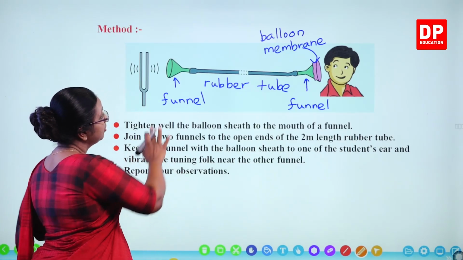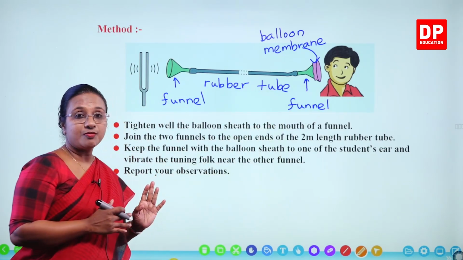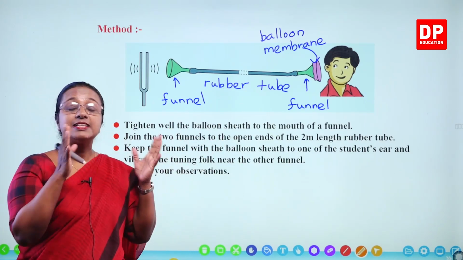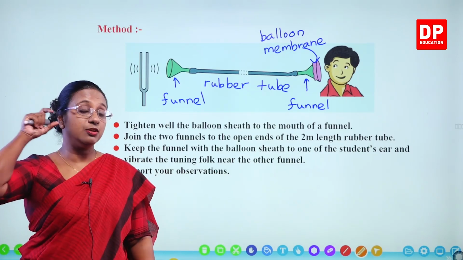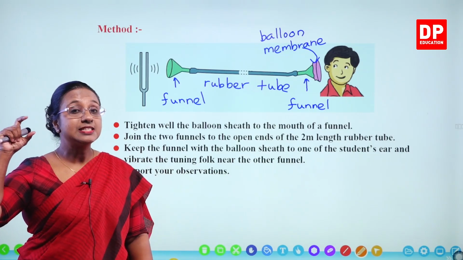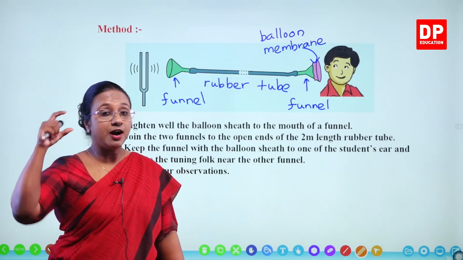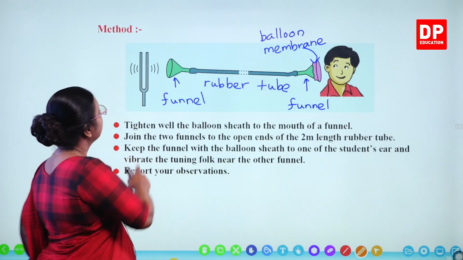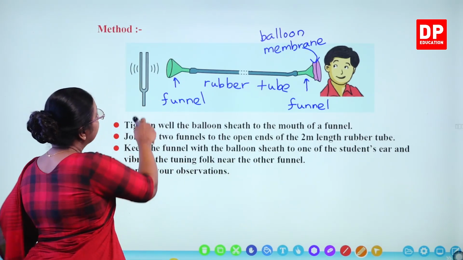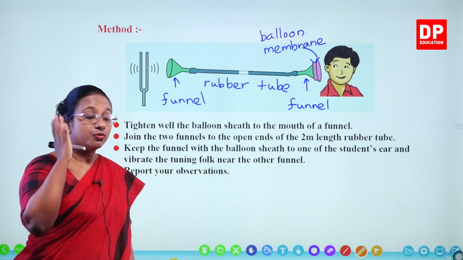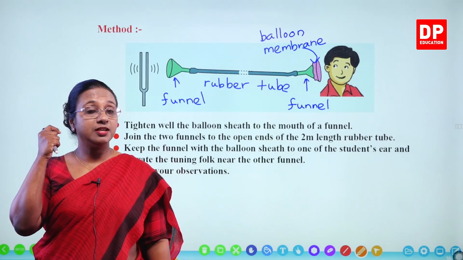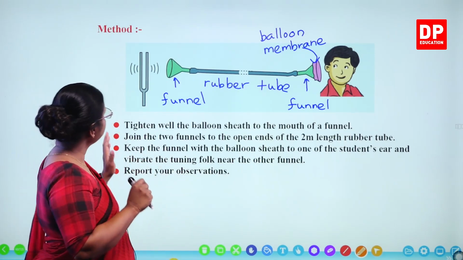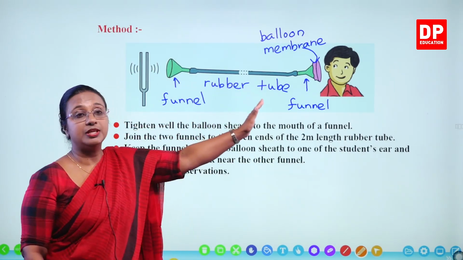Then after that, what we do is we get a student to stay on one side and let him or her hold the funnel that is covered with the rubber membrane near the ear. You don't touch the ear, but you hold it somewhere near your ear, not very far, not too close, somewhere close. So then on this other side, we vibrate the tuning fork and hold it near this funnel. So when you vibrate and hold the tuning fork near your ear also, you can hear a slight sound, a ringing sound. So the same sound will be transmitted through this tube.